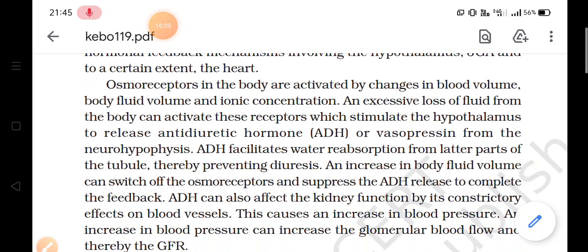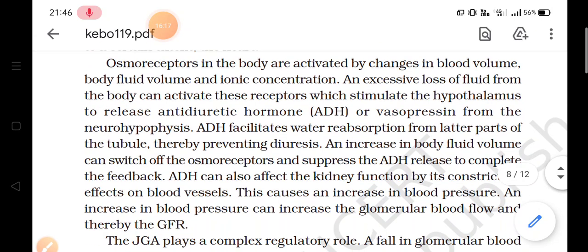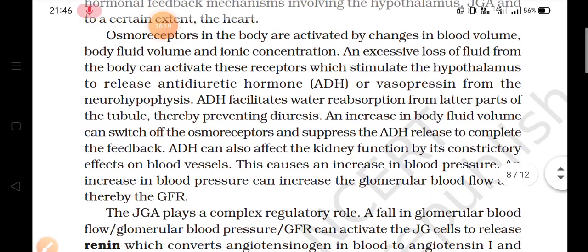And how can it happen? It is controlled by ADH, means the hypothalamus. It will release a hormone known as ADH. Now this ADH will reabsorb the water from the later parts of the tubule, and in this way there will be a decrease or no diuresis.